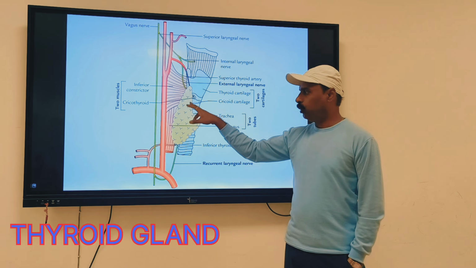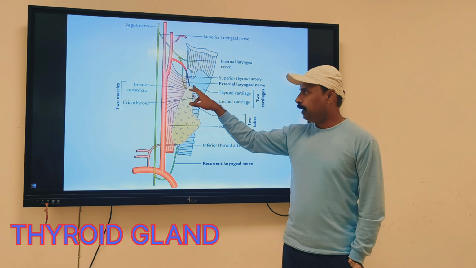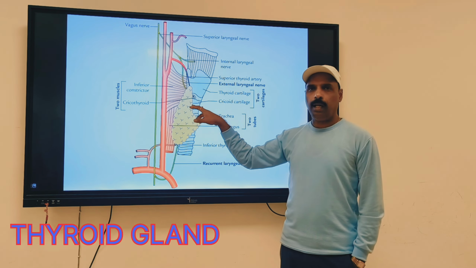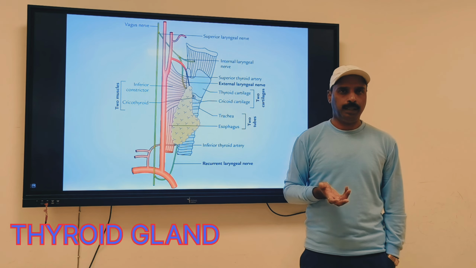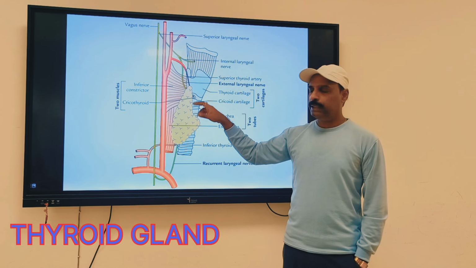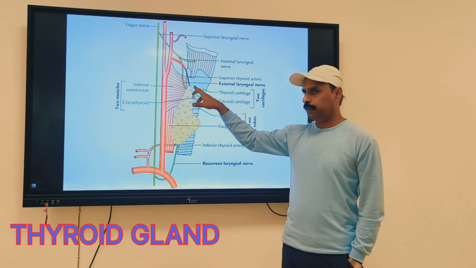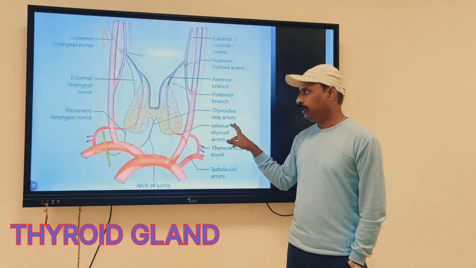This is one lobe, which we call the right or left lobe, and it has a base and apex. We have the anterior border and posterior border, and we have three surfaces. Each lobe has a base and apex.